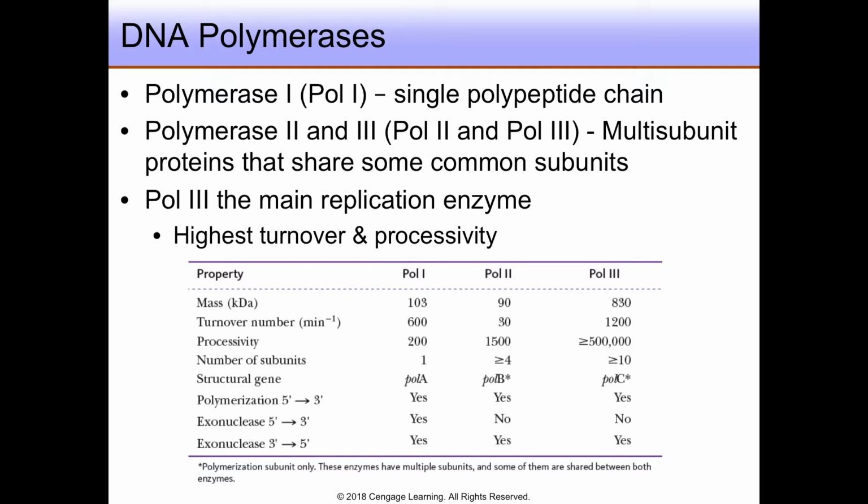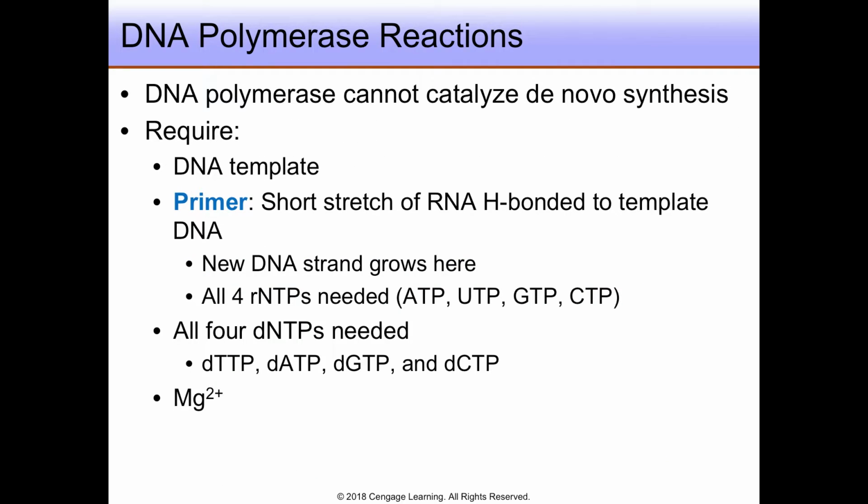DNA polymerase III is the main replication enzyme, and it is perhaps not surprising that it has the highest turnover number and the greatest degree of processivity. Notice the 2 rows at the bottom of the table, showing that some polymerase enzymes also possess exonuclease functions.